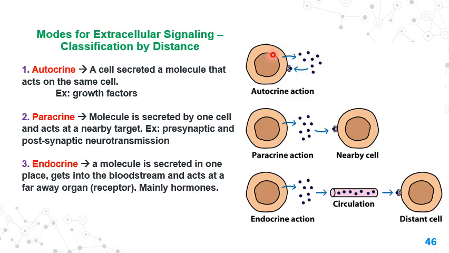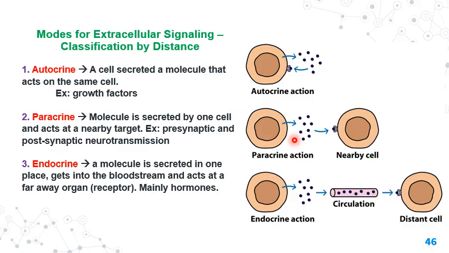In the case of a cell, if it produces something and then it has a receptor for that molecule it produced, this is a type of autocrine communication. The cell produces something and is exciting itself. That is autocrine communication.